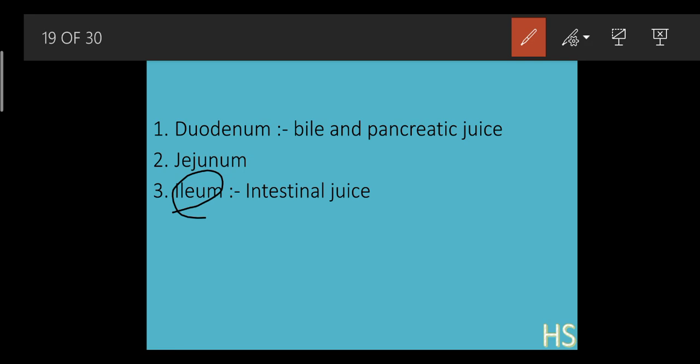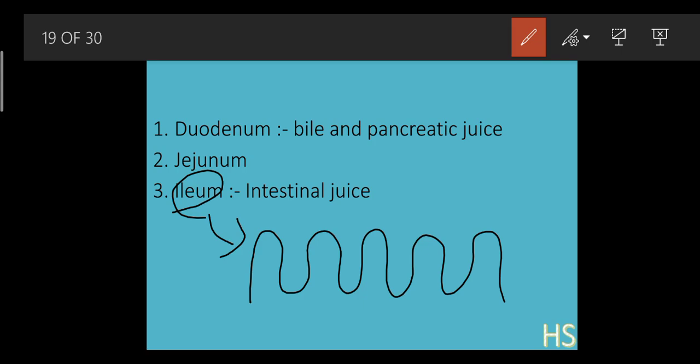The ileum is the end part of the small intestine. Inside there are finger-like projections, which are called villi. What is the function of the ileum? As I already said, it helps in absorption.